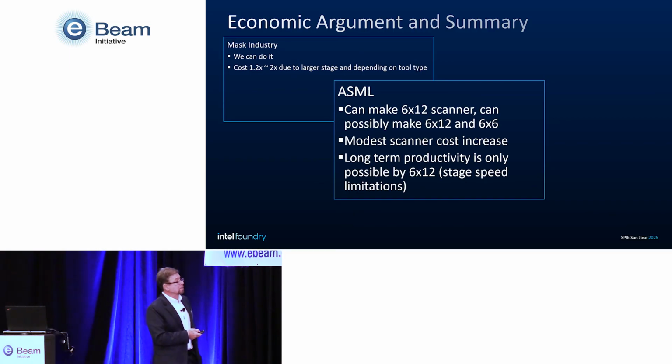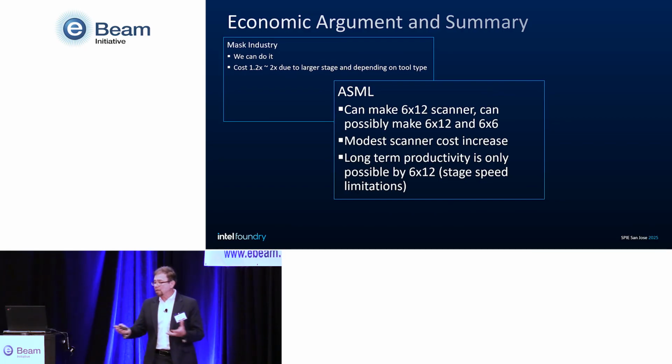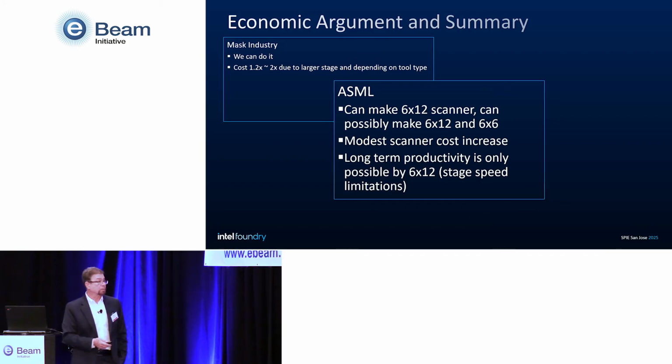basically the message is productivity via 6 by 12 is the only way. We have to get to 6 by 12 to get the best productivity, because at some point, other parts of the machine, like the stage speed and so on, become an issue. So I think ASML is definitely encouraging us as an industry here to proceed with this.